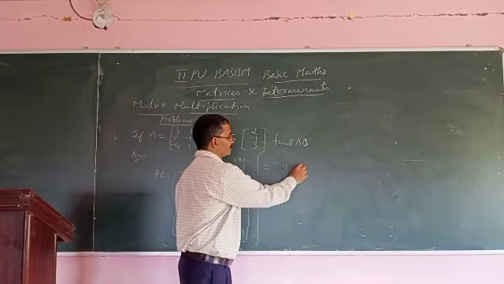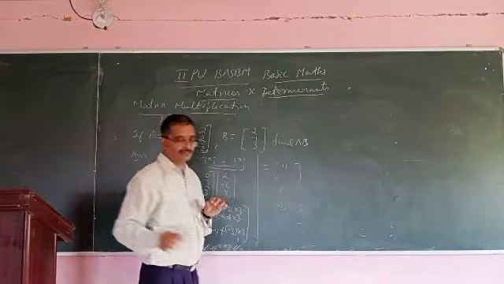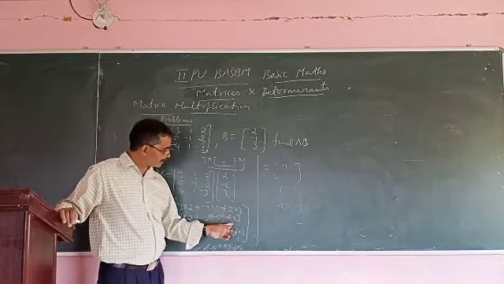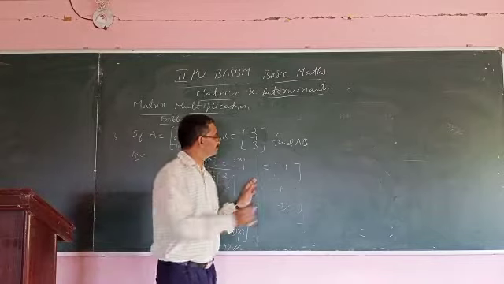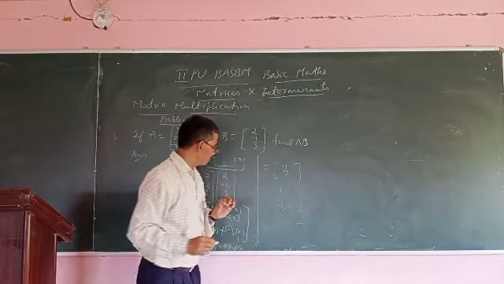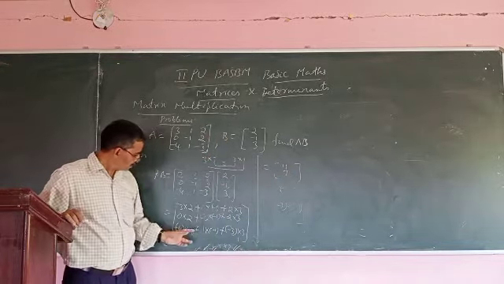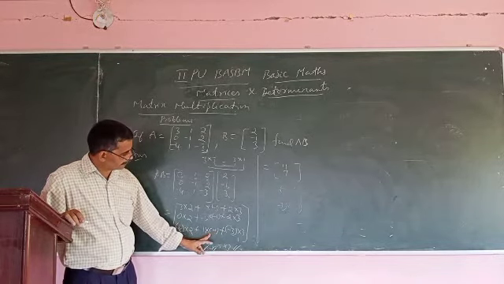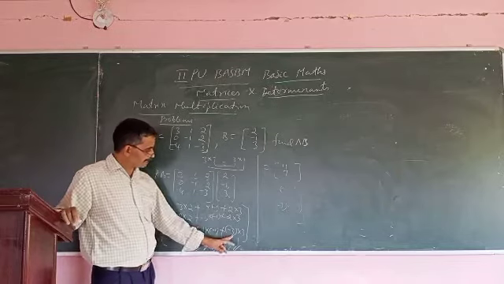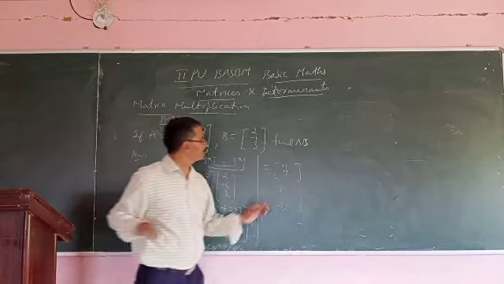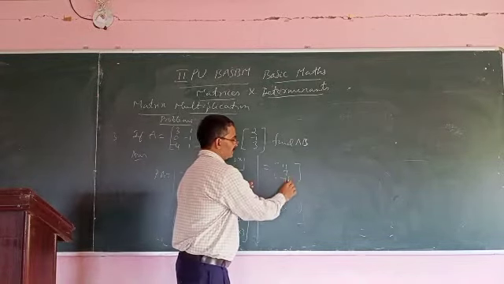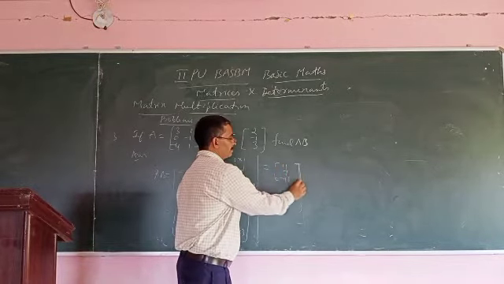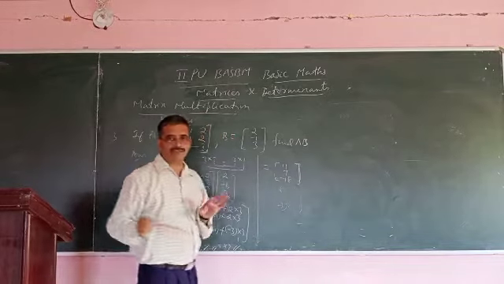The first one is 11. The second one: 0, plus 1, 1 plus 6, 7. Next one: minus 8 plus minus 9, minus 18. Do the calculation carefully. You need to know the method. You can make mistakes, so do it carefully in the calculation part.